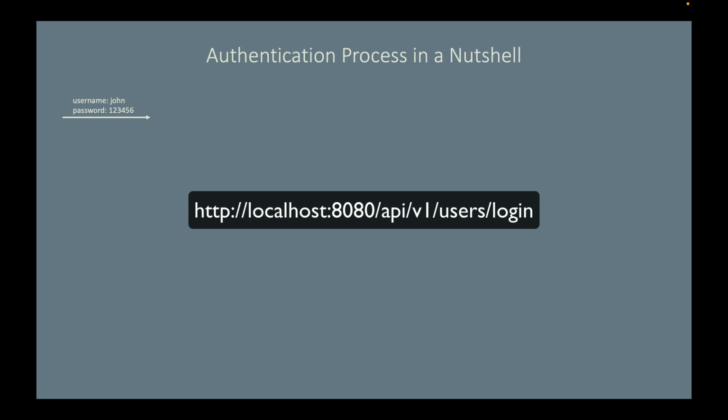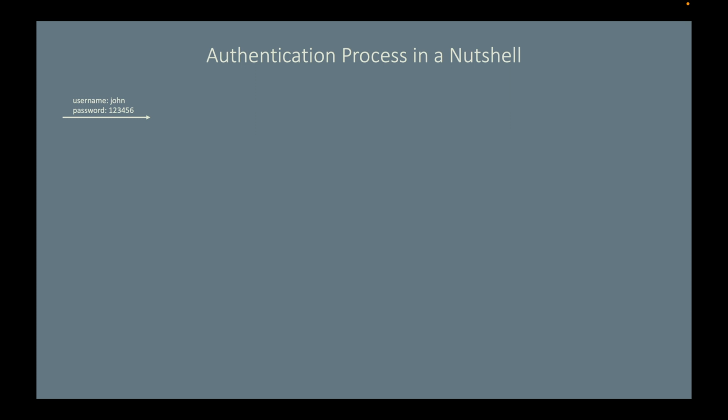You probably use login every day, but what happens behind the scenes? There are many different ways to authenticate users. As I said before, one of the most common ways is by validating a username and password submitted by the user. So a user calls the API endpoint, in our case, localhost 8080/API/v1/users/login with their username and password using the HTTP basic authentication.